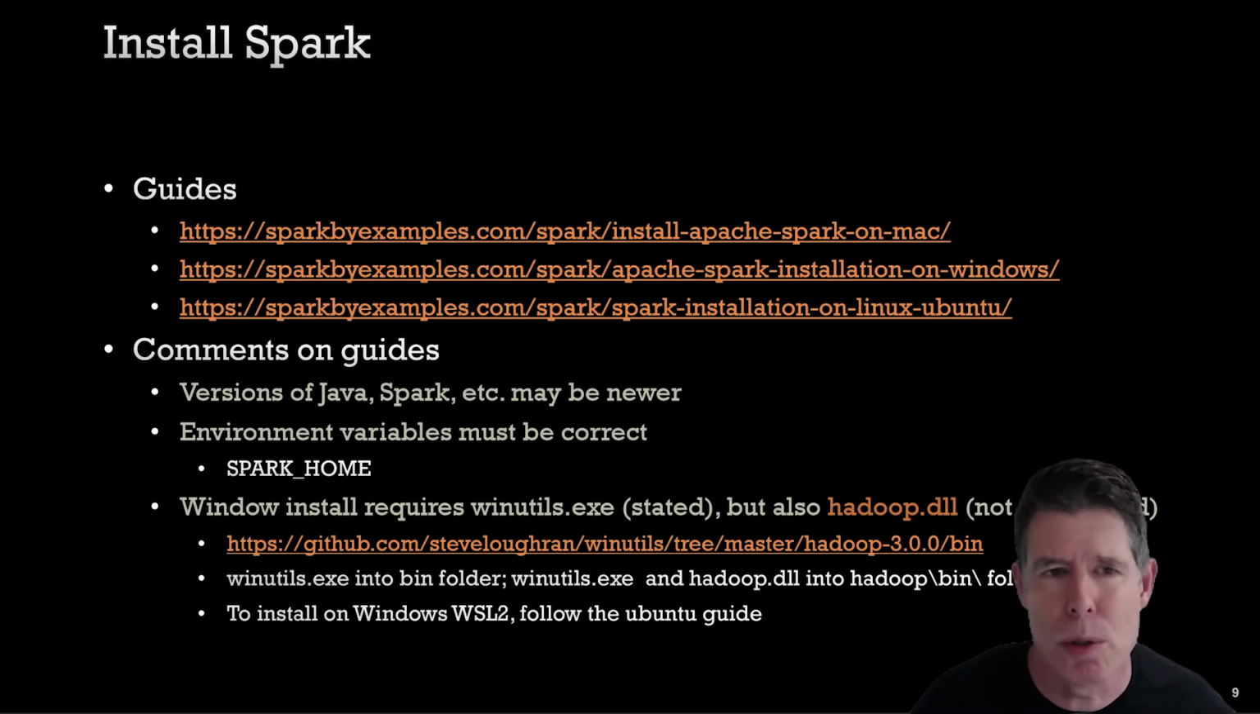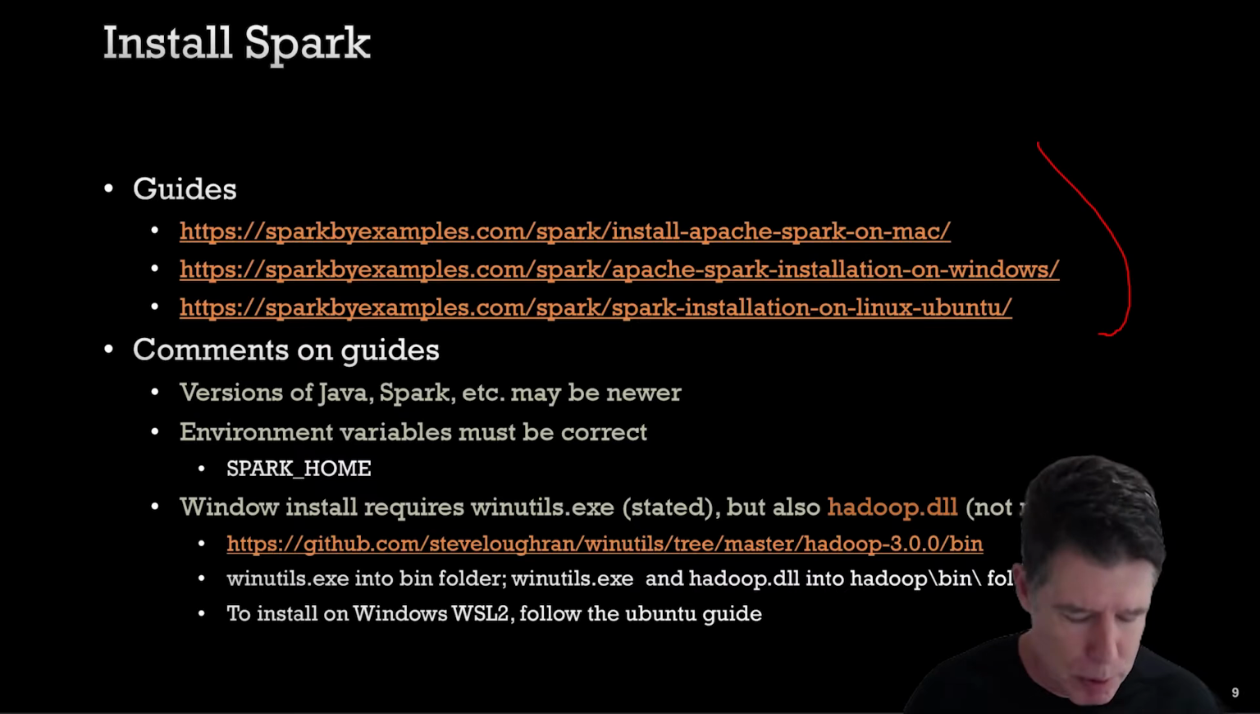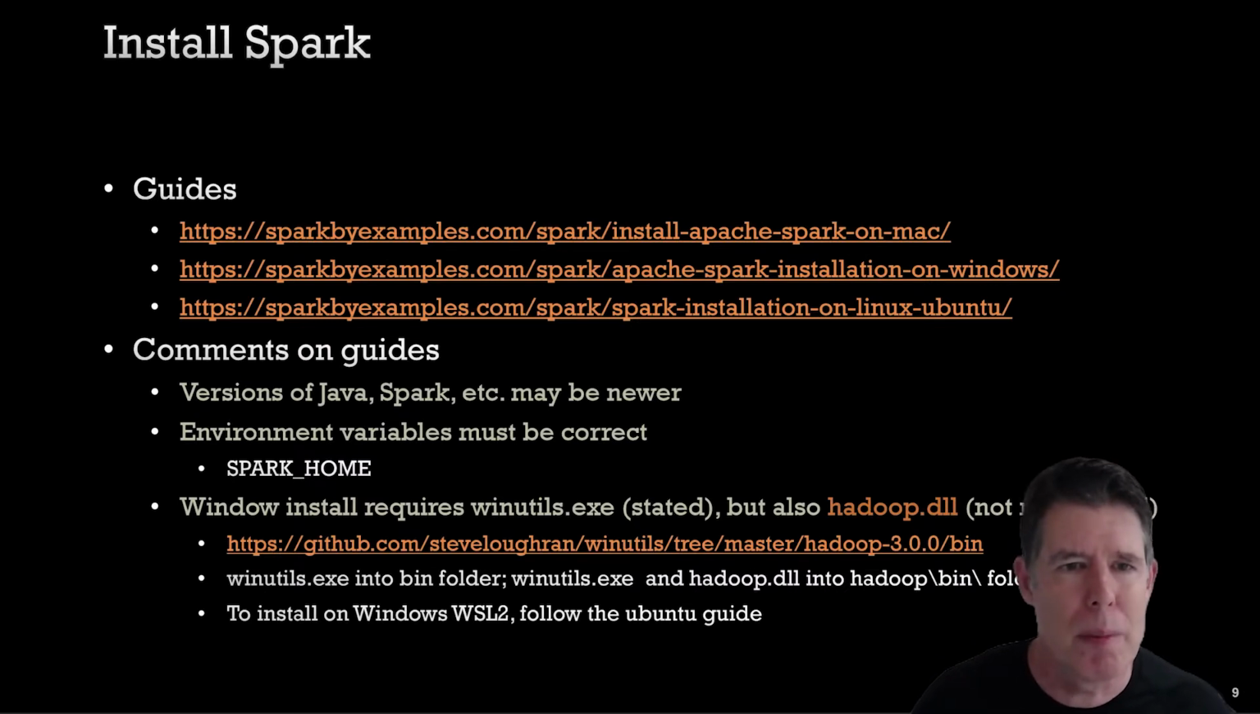Okay, next up, after you install Conda, then you're going to install Spark. I mean, you can do it in either order, but there's some guides here I think are pretty good. I recommend you look through them and read through them in detail. There's some little tricks sometimes to look for. Just be aware of the version of Spark and Java that you're using. It's very important that you specify Spark home, and you can read about how to set the environment variables. I'm going to skip over that.